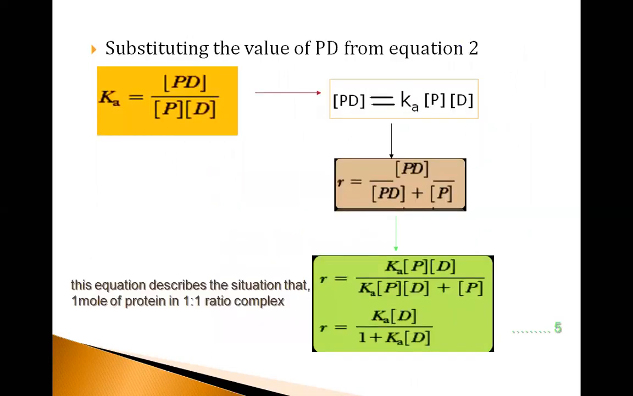Now the Ka equation has been rearranged to get the molar concentration of the protein bound to the drug. This value is substituted in the r equation wherever you can see PD. After you substitute and simplify, you get the final equation for the determinable ratio: r is equal to K into D divided by 1 plus K into D. D is nothing but the free drug concentration.